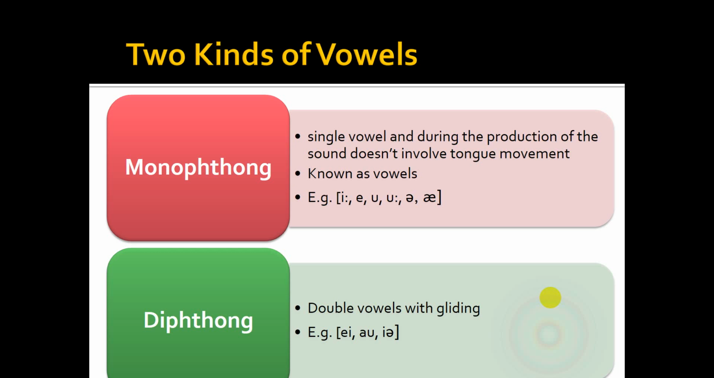In a diphthong, it is different. A diphthong is a double vowel and the process of production involves gliding. Examples are a, ow, ear, etc.